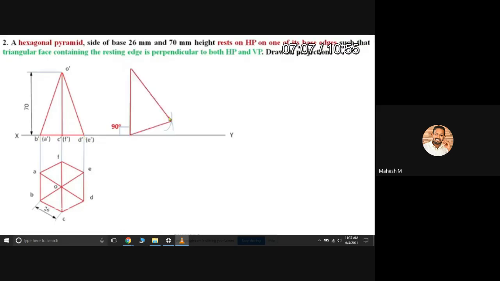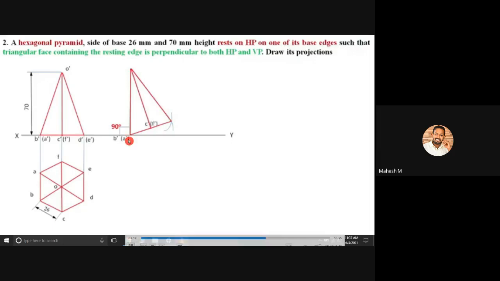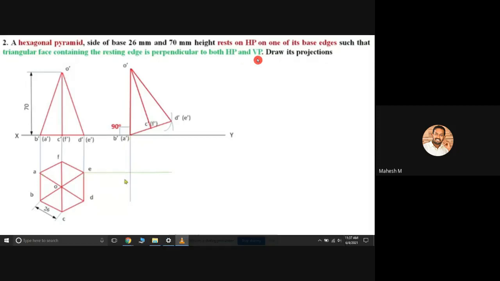And you can divide this line, and you can mark C dash of F dash also. Condition purjuda. Here it is perpendicular to both HP and VP. Triangular face containing the resting edge is perpendicular to HP and VP. So instead of that, if they had said the triangular face is on HP, then we would have drawn this diagram so that it touches this reference line.